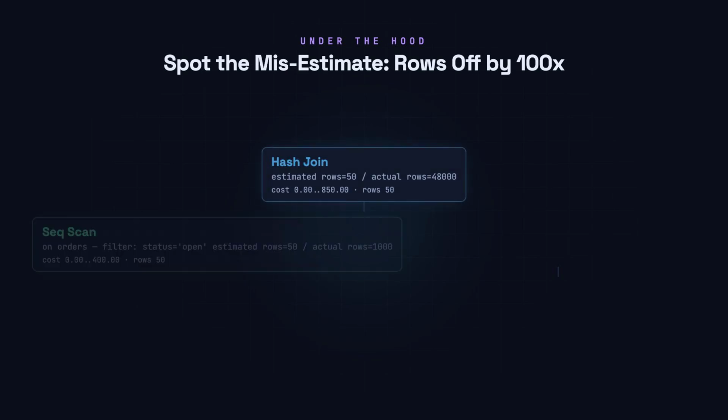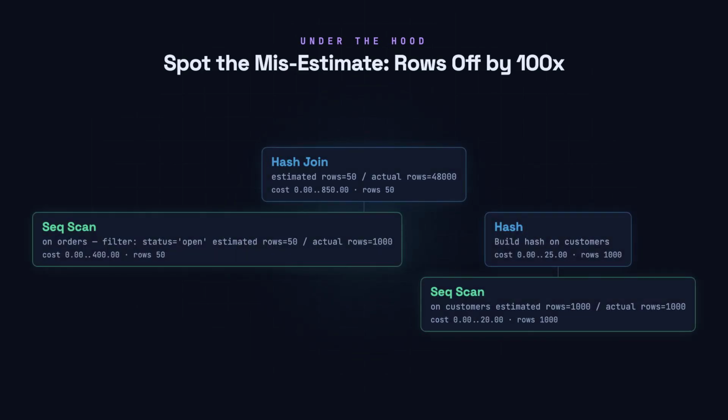Here the planner guessed 50 rows would survive the status filter, but 48,000 actually did. That single misestimate cascaded upward, picked the wrong join strategy, and made the query orders of magnitude slower than necessary.